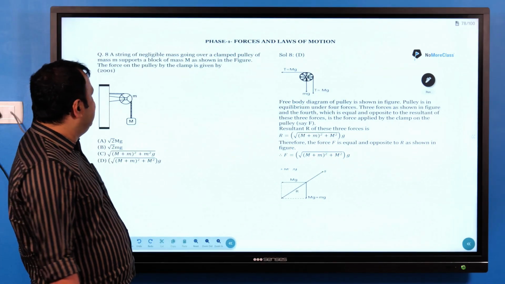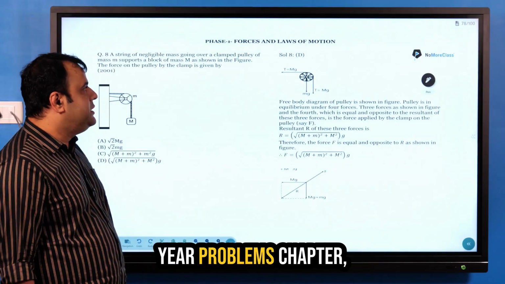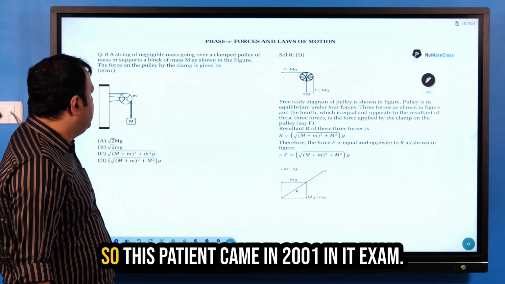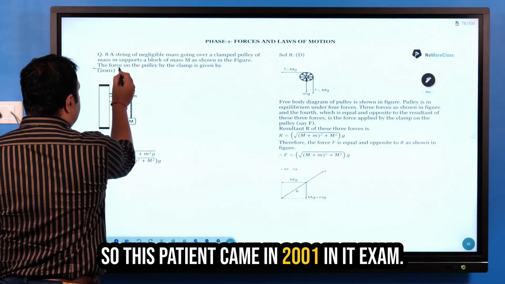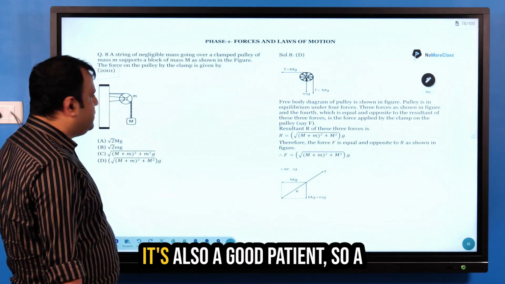Hello. So now we'll be solving question number 8 from previous year problems, chapter Laws of Motion, phase 1. This question came in 2001 in the IIT exam. So let's see. It's also a good question.